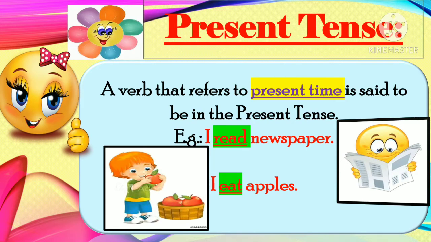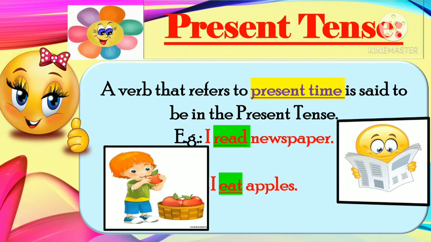The present tense is a grammatical tense whose principal function is to locate a situation or event in the present time. A verb that refers to present time is said to be in the present tense. For example, I read newspaper. Here, in this sentence, the word read is in the present form. So, the sentence is said to be in present tense.